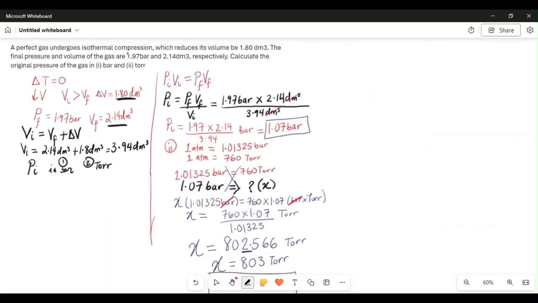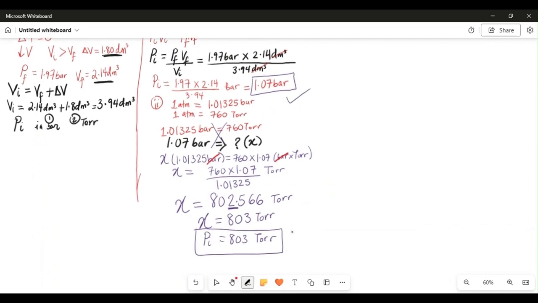We have first of all broken things down, solved for the initial pressure using the combined gas law. And when we found it in bar, we were then able to do unit conversion to determine the initial pressure in torr.